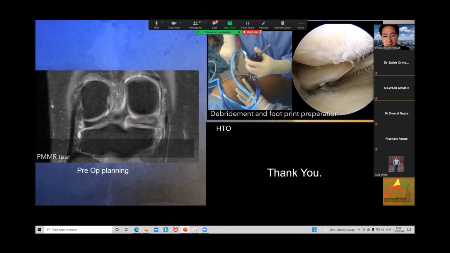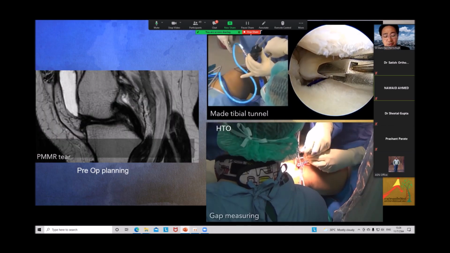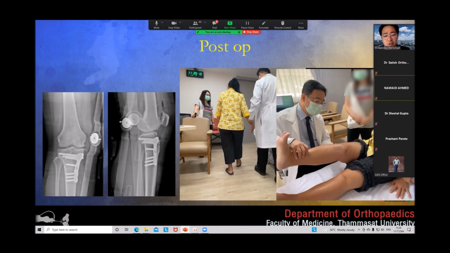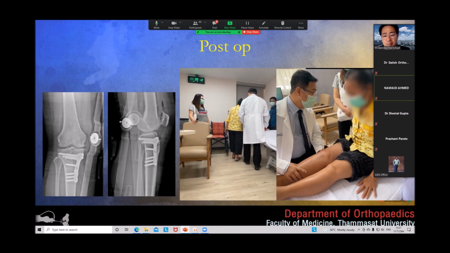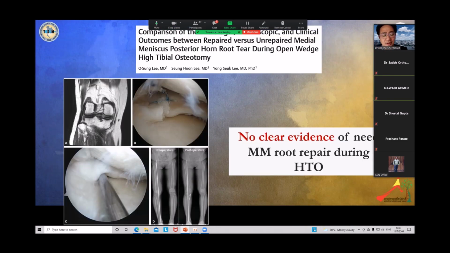But nowadays, I changed this technique. I use the suture anchor for the HTO, like this. This is post-op 3 months, and she's really happy after the surgery. There is still no clear evidence on the need for root repair during HTO, because from this study they found that HTO with or without root repair gives the same result.